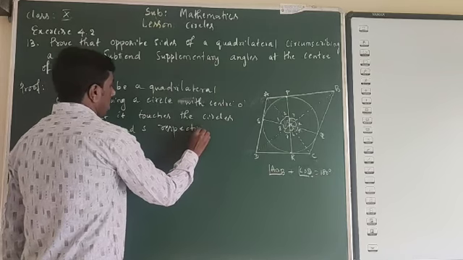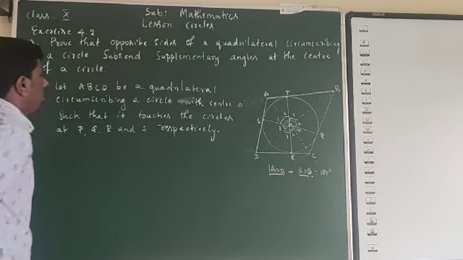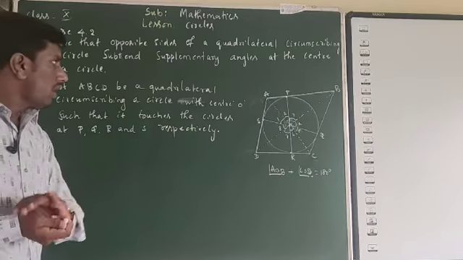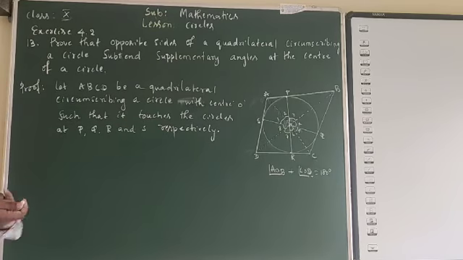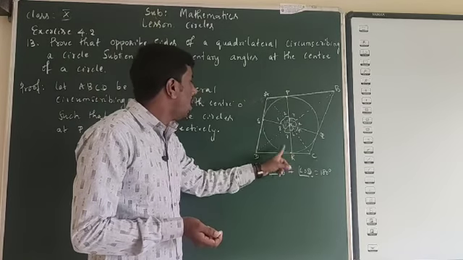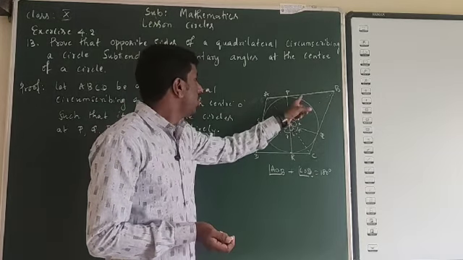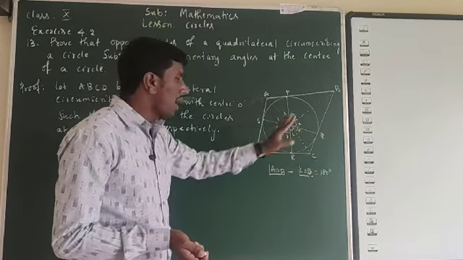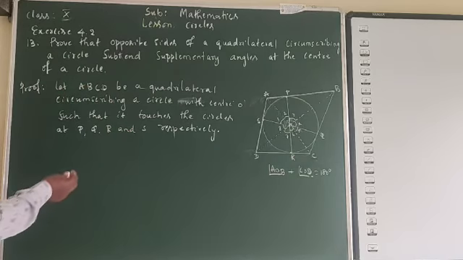Okay. So let us join the vertices to the center. Now, let ABCD be a quadrilateral circumscribing a circle with center O such that it touches the circle at P, Q, R, S. This is the quadrilateral which touches the circle at P, Q, R, S. We have assigned these angles. Let me prove that now.